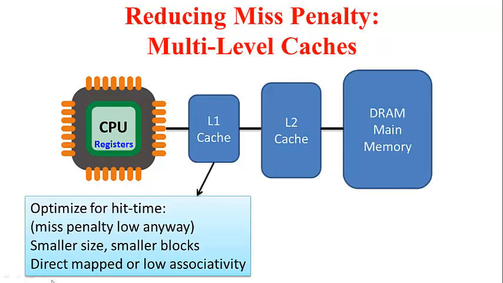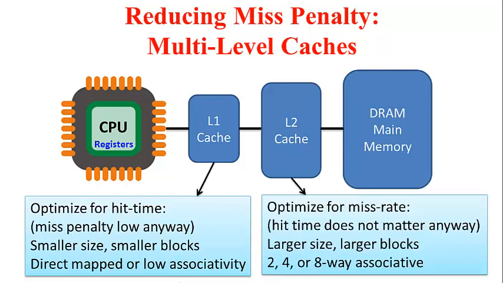So what does this translate to? We will choose a smaller size for L1 cache which has lesser hit time but potentially higher miss rate. We will choose smaller block size which again has lesser hit time and potentially higher miss rate. We will choose low levels of associativity or even direct mapped for the L1 cache, because such a design option will have lower hit time even if at the cost of higher miss rate.